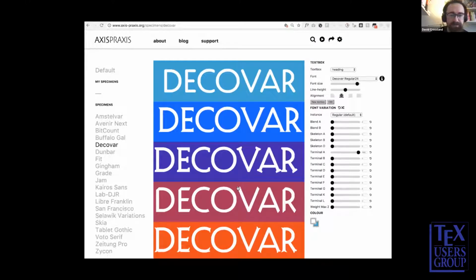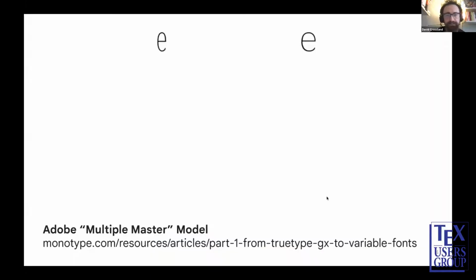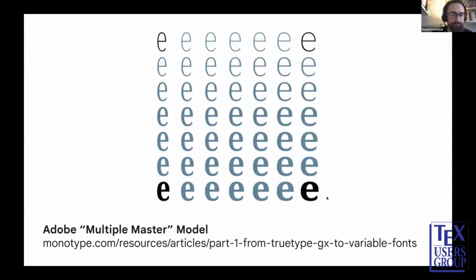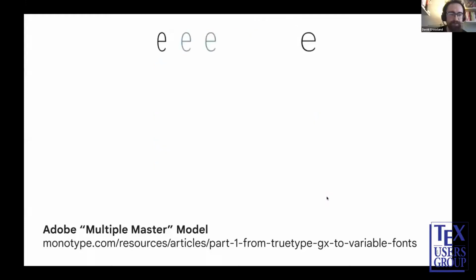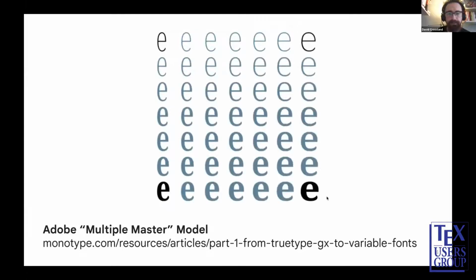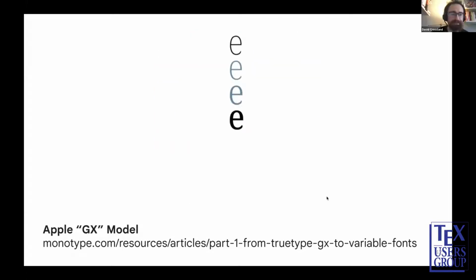And the Axis Praxis website is a great playground for variable fonts, and you can see you've got all of these different axes of variation to play with. That's possible because David is thinking about things native to the format. So you have the Adobe multiple master model here, where we have these corners that are filled in. But the Apple GX model was a bit different.